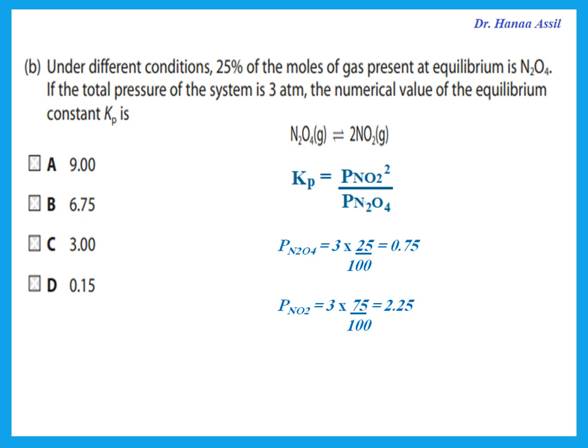The partial pressure of NO2 is the rest of the 3. So you can either say 3 times 75 over 100 or just 3 minus 0.75. So that comes out to be 2.25. And that means my value for Kp is the partial pressure of the NO2 to the power 2 over the partial pressure of N2O4. And that comes out to be 6.75.